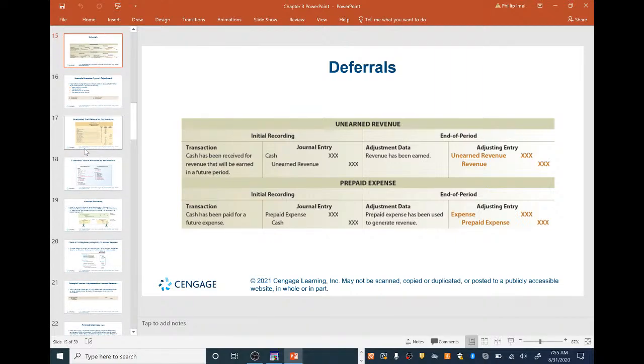Okay, so let's talk about the deferrals here. We'll start with unearned revenue right here. The initial recording transaction: cash has been received for revenue that will be earned in a future period. So what's the initial recording?